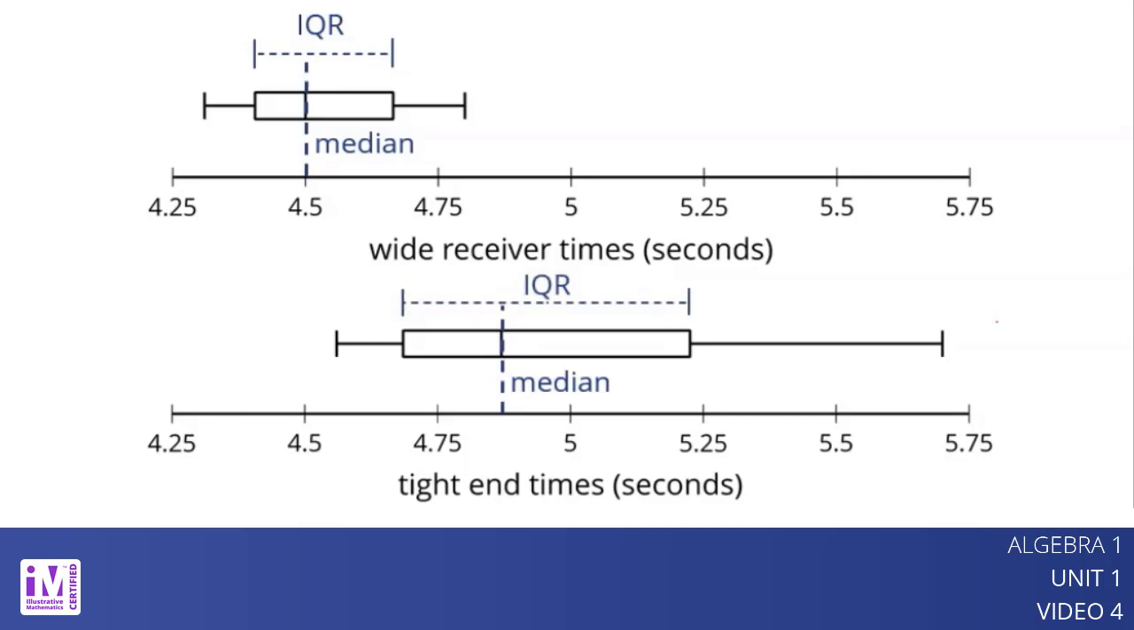Together, this can be taken to mean that, in general, a typical wide receiver is faster than a typical tight end, and the wide receivers tend to have more similar times to one another than the tight ends do to one another.